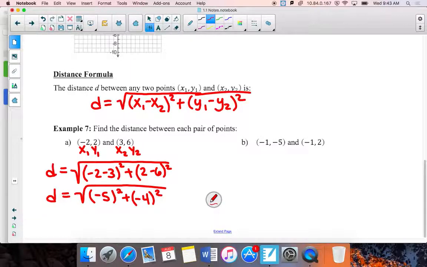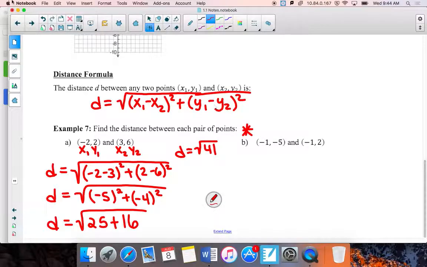Notice how I kept that in parentheses because when we square a -5, that's -5 times -5, which is going to give us a positive 25 plus a positive 16, which is going to give me the square root of 41, which cannot be simplified, so we would leave it just like that. Like I said, go ahead and pause the video, do part B, see if you can find that distance, and then I will let you know what the distance is when you come into class.